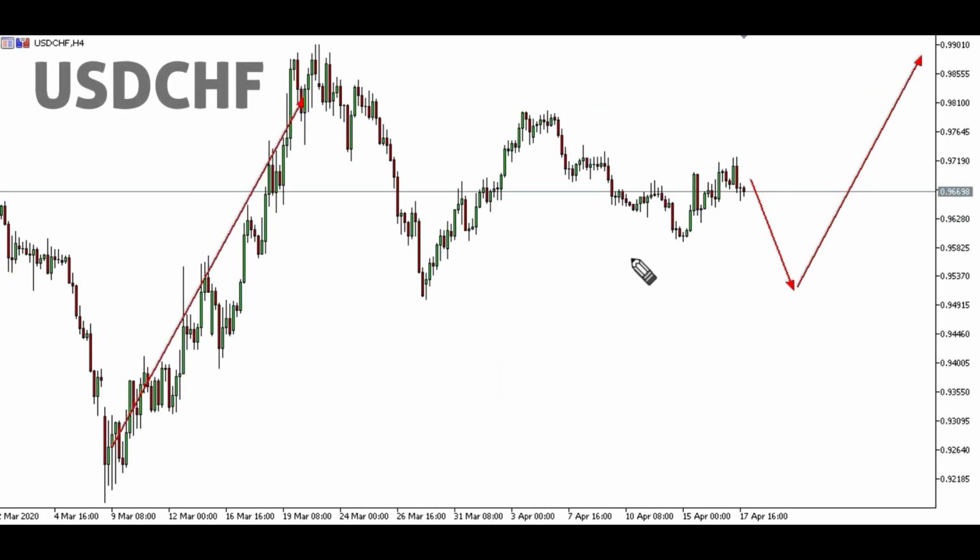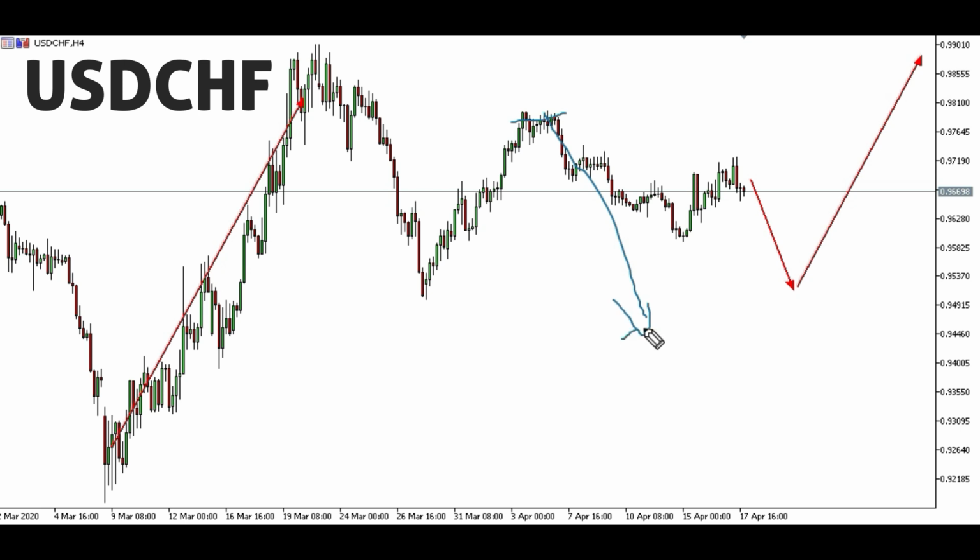USDCHF. USDCHF, a down move was forecasted from this level. We're expecting a down move to move like this all the way until this level. For USDCHF, a down move like this was expected, but instead we're just moving down like that correctively. So from here we're expecting a movement like this, then like this.